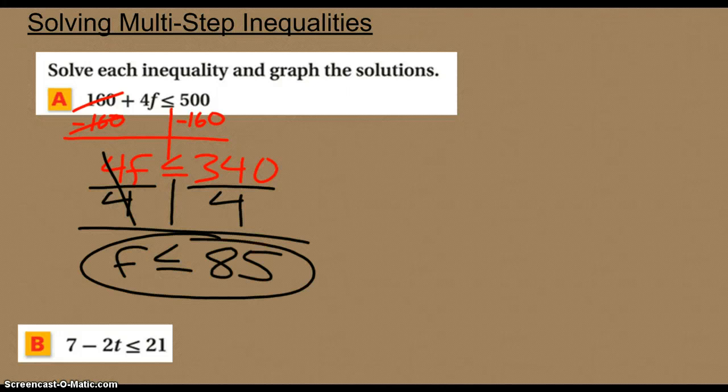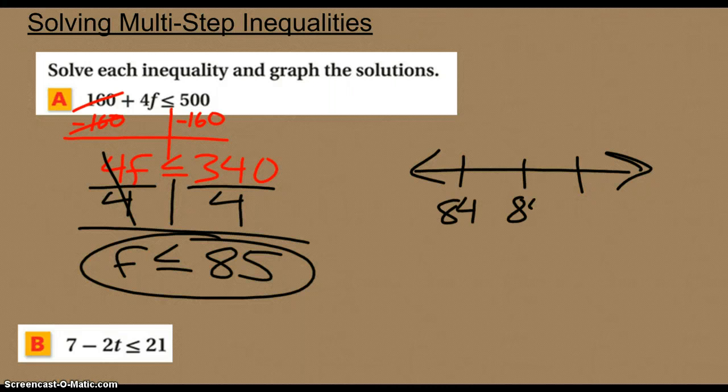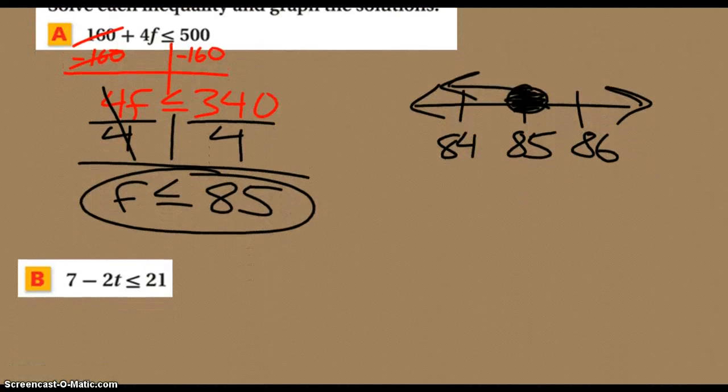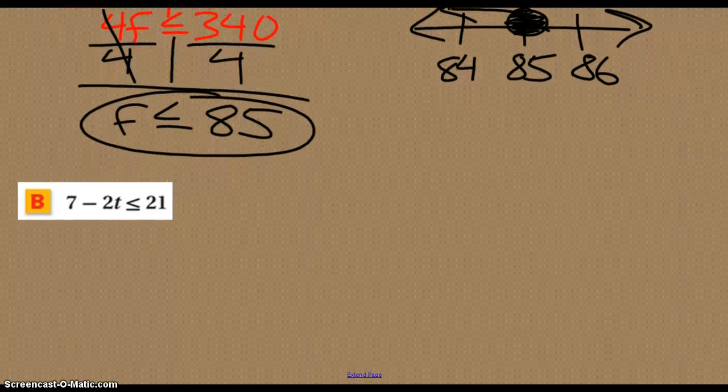So there's our solution. If we were to actually graph this, this will be a very quick graph. So we got 84, 85, 86. F is less than or equal to 85, meaning we're including 85 and anything less than that. Alright, so there we go. And that's how we do that. And we can check our answer just like we normally would. Try plugging 84 in for f and seeing if it works in our inequality.